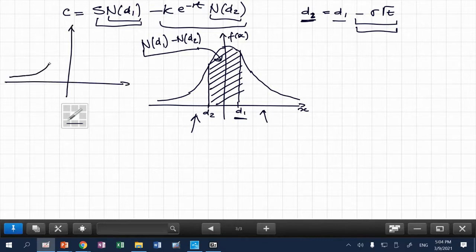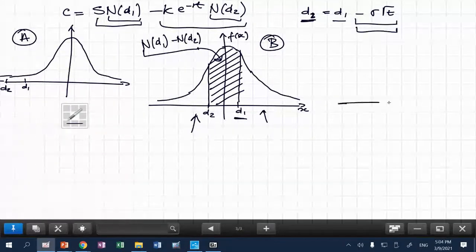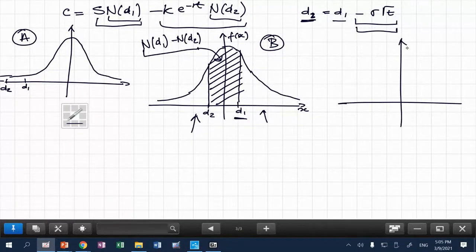One case is the one in which d1 and d2 are here on the far left of the distribution. Let's call this one A. One case is B, which is the one I've already drawn, in which d1 and d2 are relatively symmetric to the center. And the third possible case, I'm taking just the most extreme ones, is the one in which d1 and d2 are here on the far right of the distribution. Is that okay?